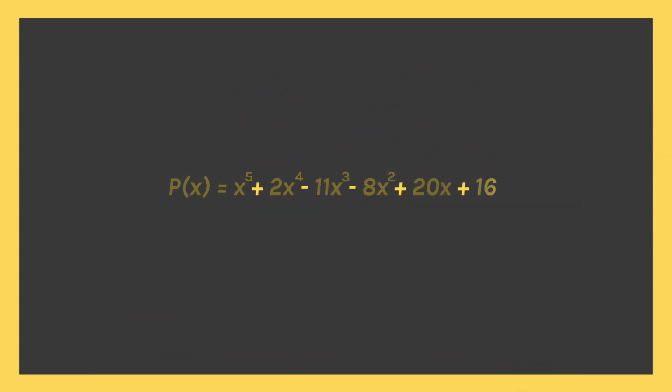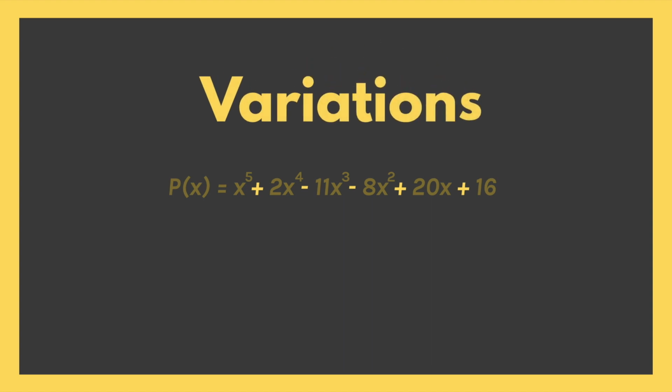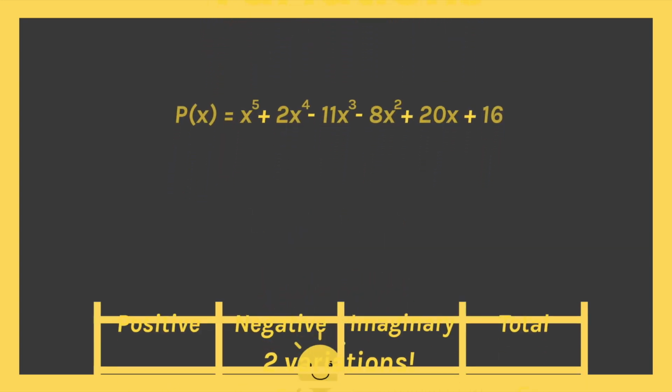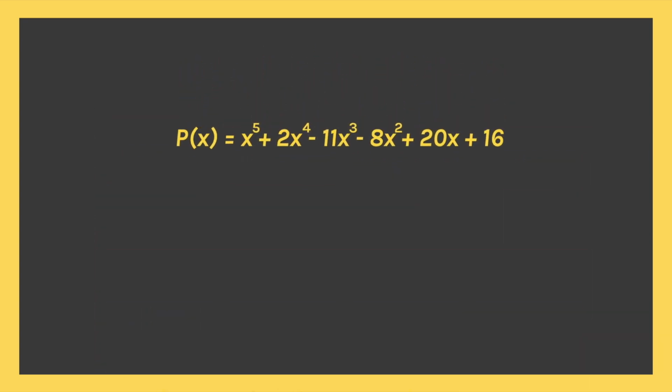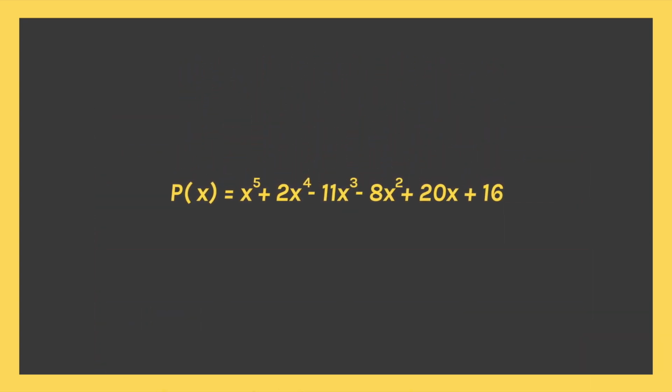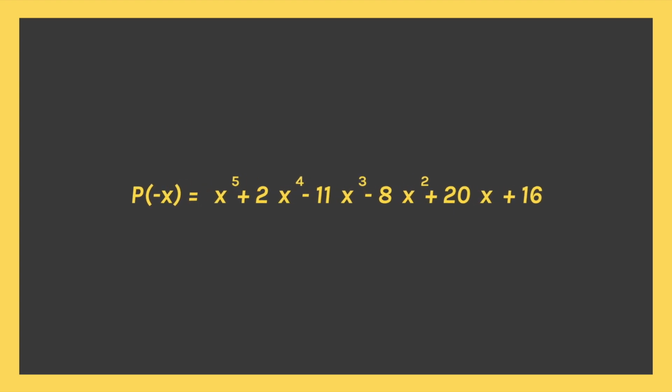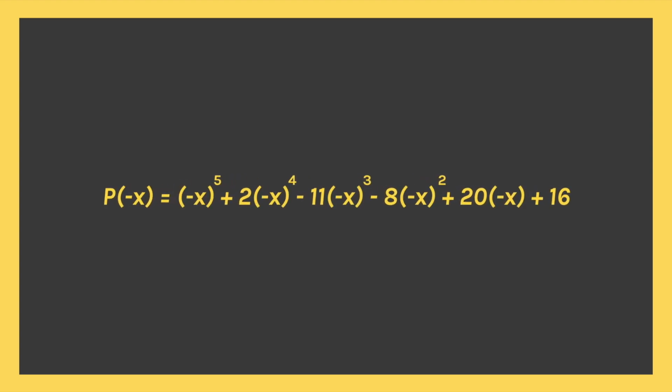Let us now analyze the polynomial function. Look at the variations of the signs between the terms. As you can see, there are 2 variations between the signs. So therefore, there are 2 positive real roots. Let us now move on to the negative real roots. To get the negative real roots, you have to substitute x with negative x. Then, take note of the variations again.